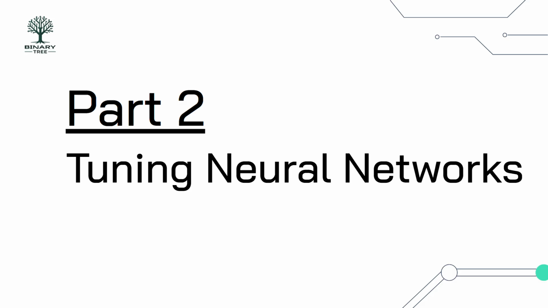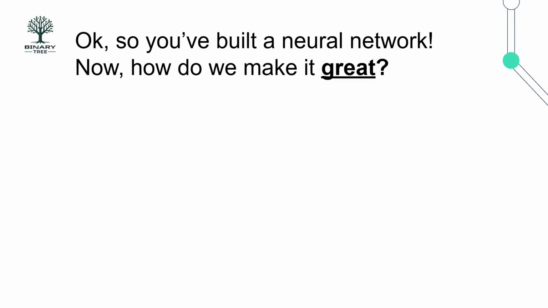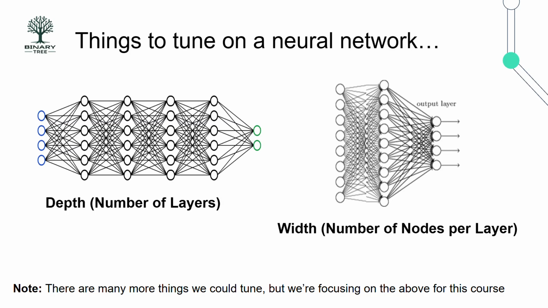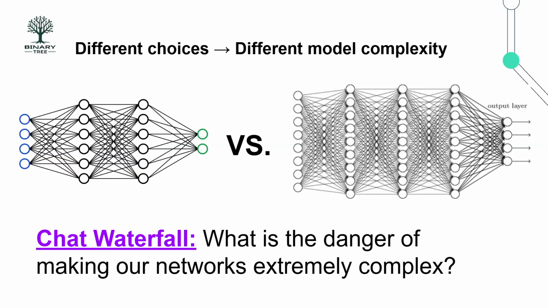Now let's talk about tuning these neural networks. We've built the neural network, but how do we make it great? As we remember, we need to make it well tuned. But instead of adjusting polynomial terms like we did before, when we made it linear, quadratic, polynomial, we'll adjust the number of layers and the width, which is the number of nodes per layer. There are other things we can tune, but these are the 2 biggest things that we want to focus on. So let's think about these different choices. We have 2 choices: we can make there be more layers, or we can make the layers wider.